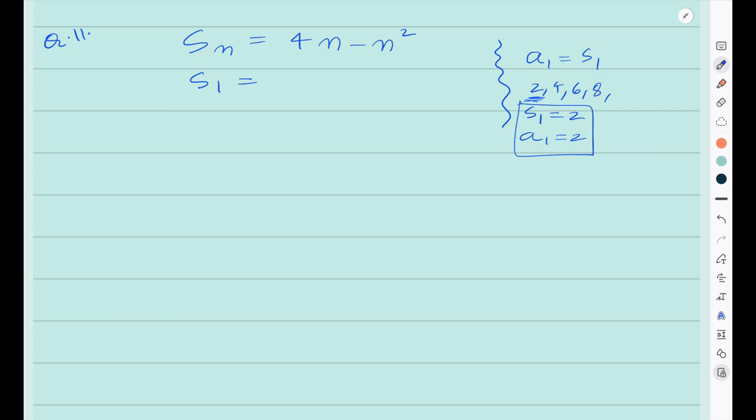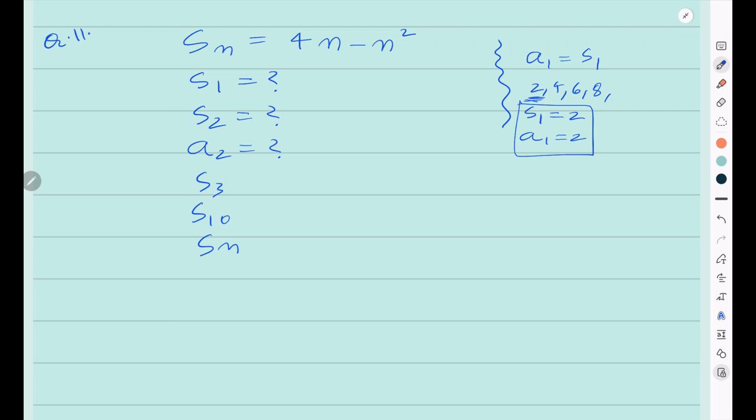What is the first term is to be found out, and then what is the sum of the first two terms? Maybe S2 is also to be found out. What is the second term? A2 also to be found out. Similarly, find the third, 10th and nth term.